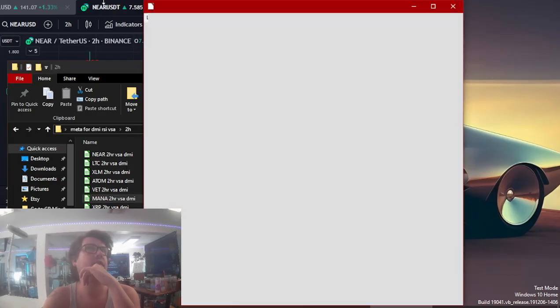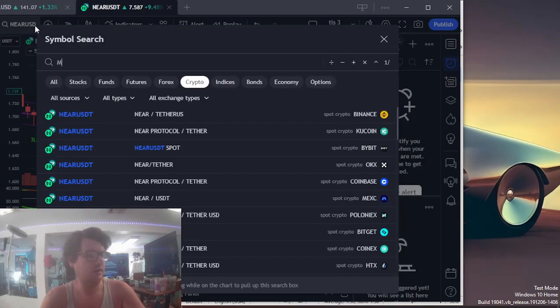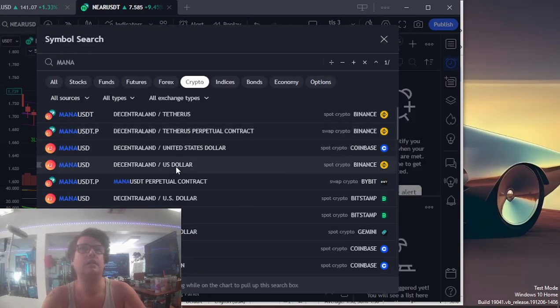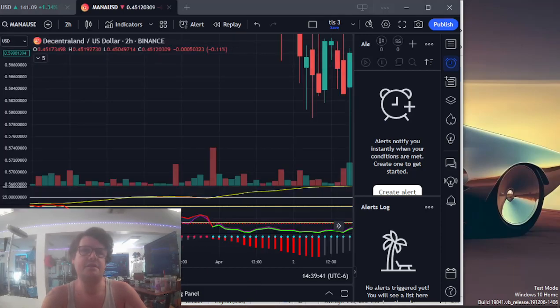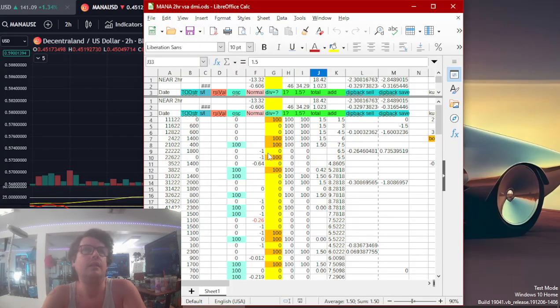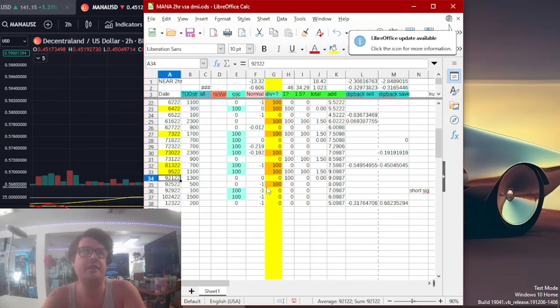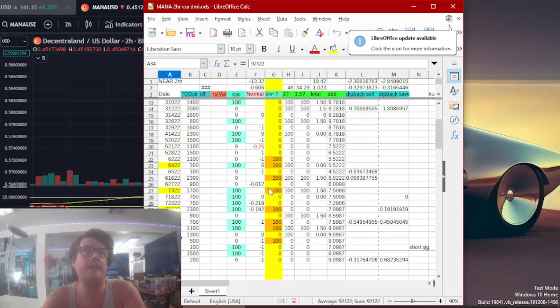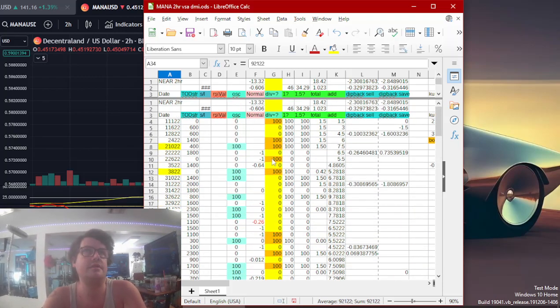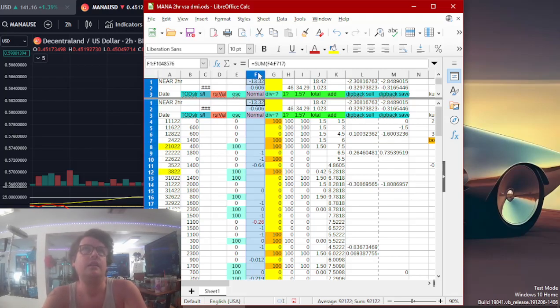Okay, MANA. Decentraland. Alright. So this one, this one, this one, this one, that one, that one, that one, and that's it. 1, 2, 3, 4, 5, 6, 7. Yep. New column.